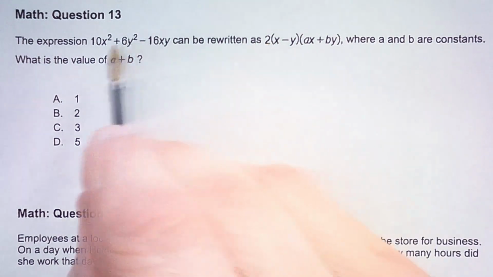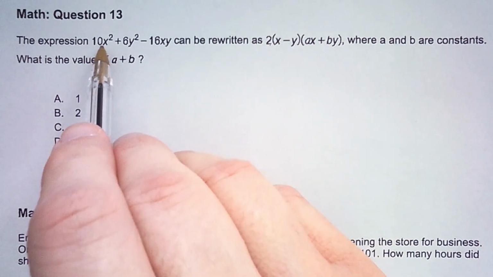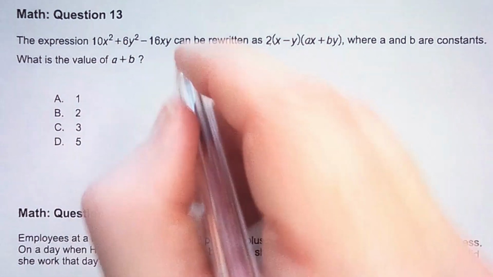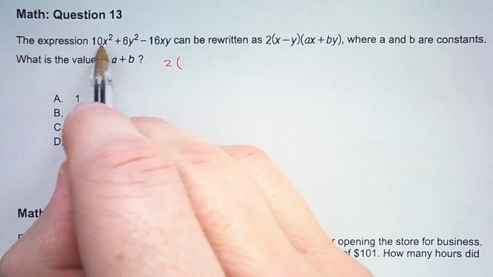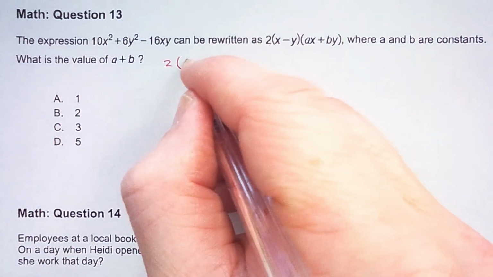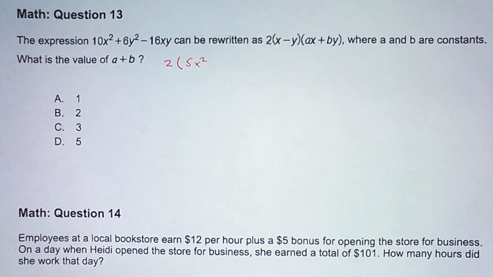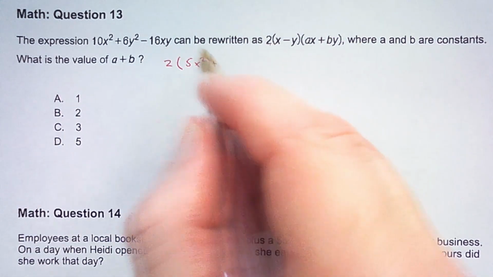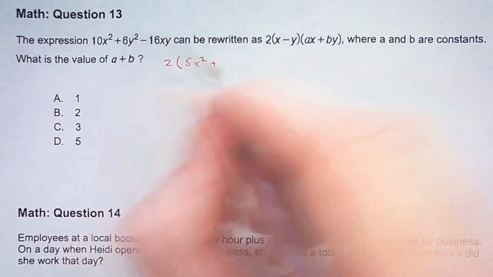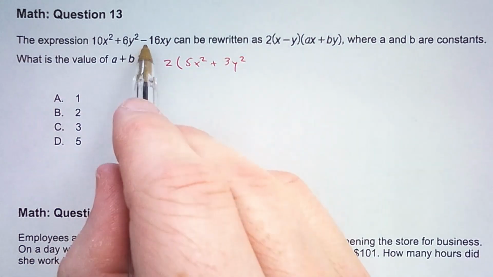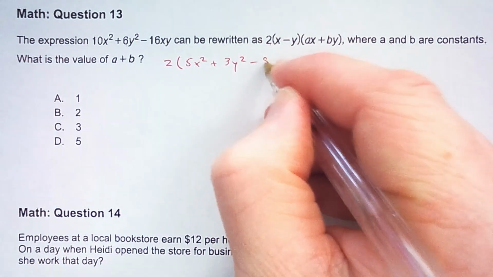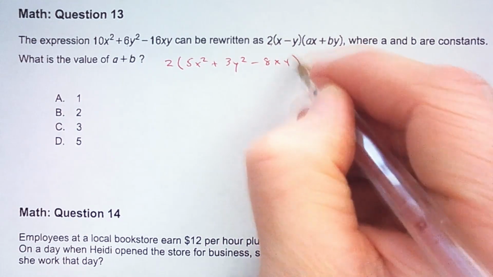So the first thing that happened here was they factored out a 2. So let's just do that. Let's factor a 2 out of this. So it's 2 times, and when I factor a 2 out of this term, so just divide this by 2, I get 5x squared. Plus, and then I divide this one by 2, and I get 3y squared. And then I divide this by 2, and I get minus 8xy.